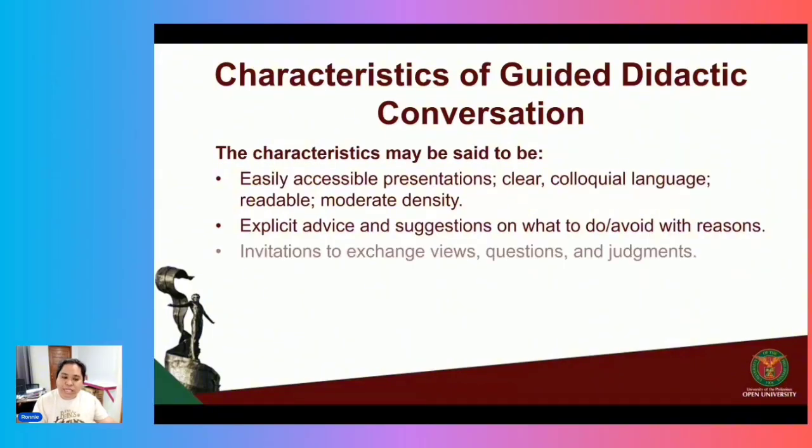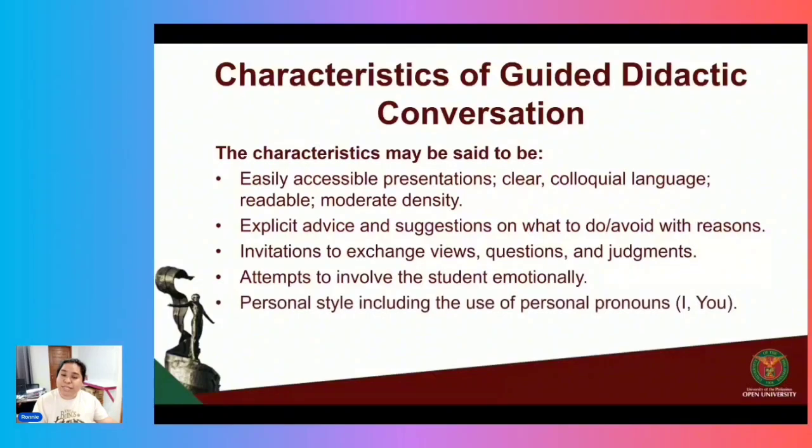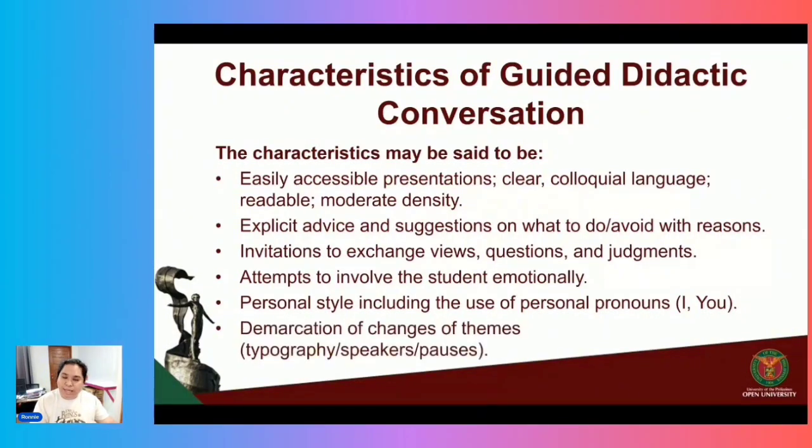The third characteristic is invitations for an exchange of views, questions, and judgments. Fourth is the attempt to involve the students emotionally in order to foster personal interest and engagement. The fifth one is a personal style that includes the use of personal pronouns like I, you, or we. And finally, the demarcation or separation of changes in themes through typography, different speakers, or pauses. So Holmberg's theory is important because it reframed distance education as a conversational and motivational process rather than simple content delivery.